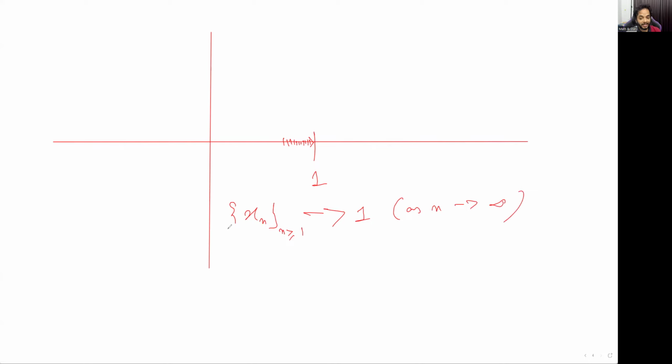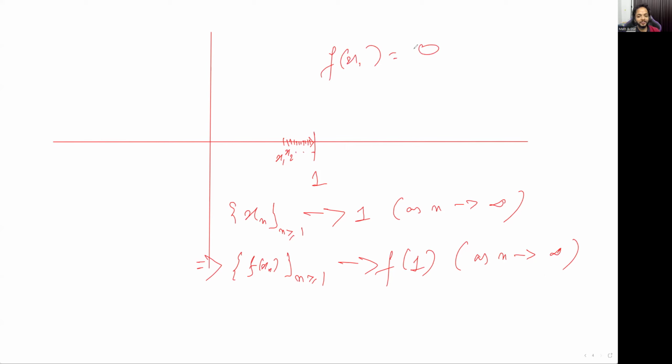And now since the function is continuous at the point 1, by the sequential criteria, we know that the sequence f of x n, n greater than or equal to 1, also converges to f of 1 as n tends to infinity. Okay. And now what do we know? Suppose the first value is x1, x2, and so on. So this is the sequence. Now, what is f of x1? We have already proved it to be 0. So x1 is a value between 0 and 1. And f of x2 is also 0, and so on.